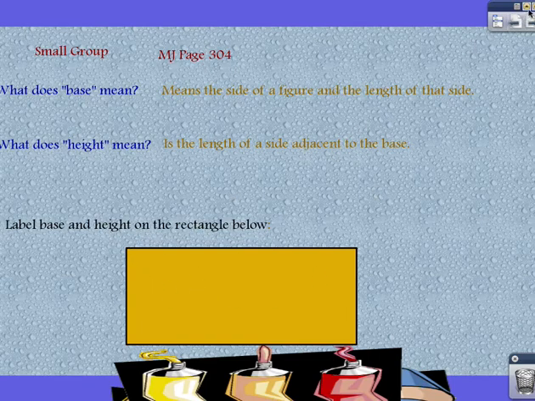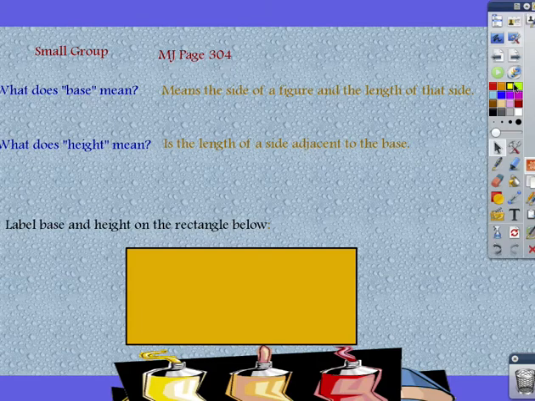So if we're going to take a look at this rectangle, because we are talking about rectangles today, I would label this as my base. It means the side of a figure with the length, and my height, how tall it goes, and it is adjacent, it is perpendicular to the base.